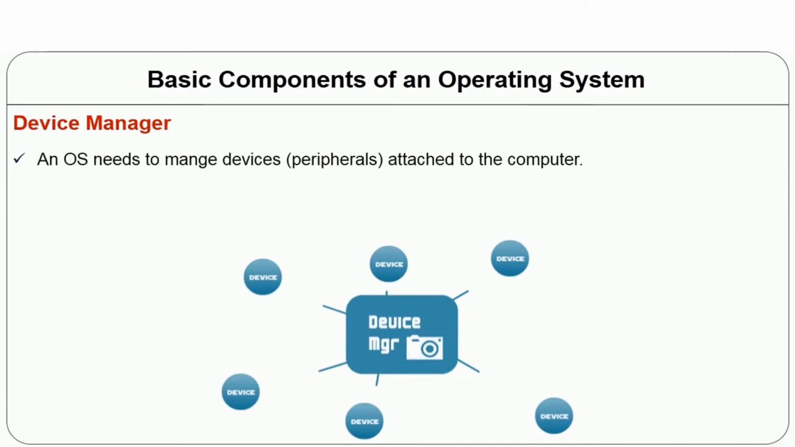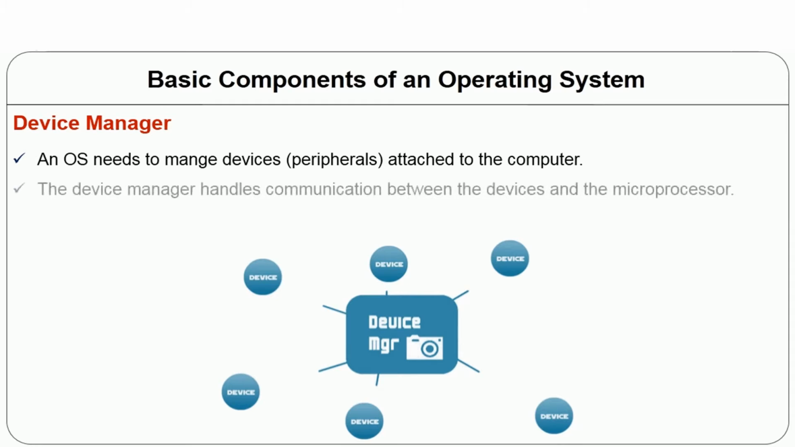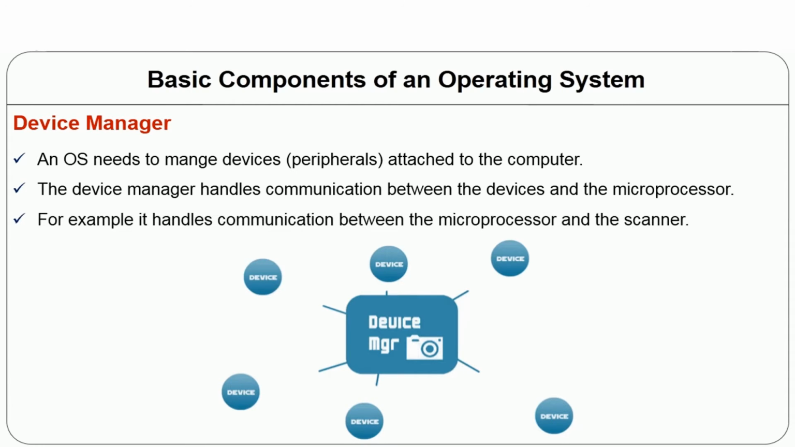An operating system needs to manage devices, that is peripherals, attached to the computer. The device manager handles communication between the devices and the microprocessor. For example, it handles communication between the microprocessor and the scanner.